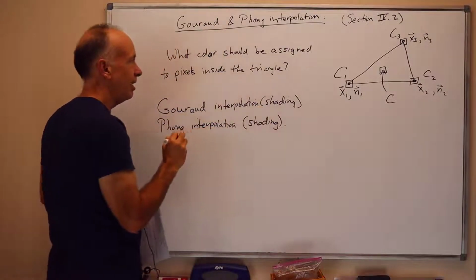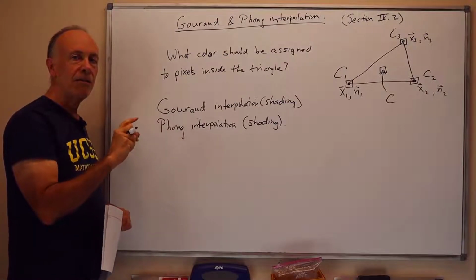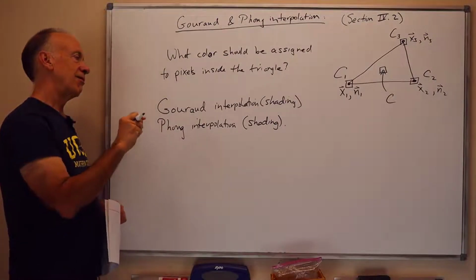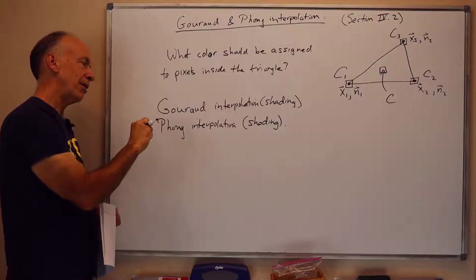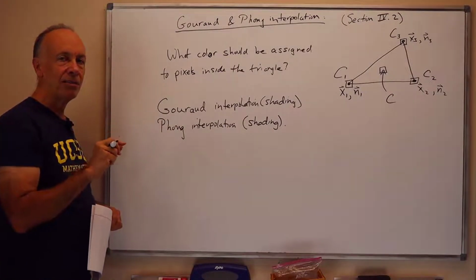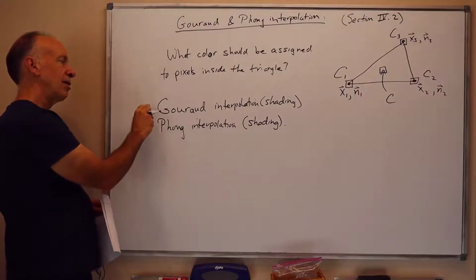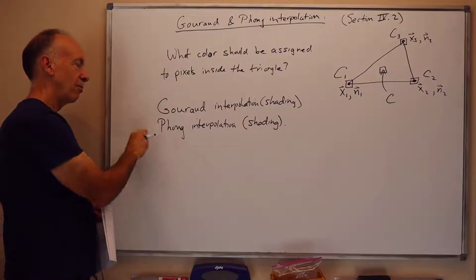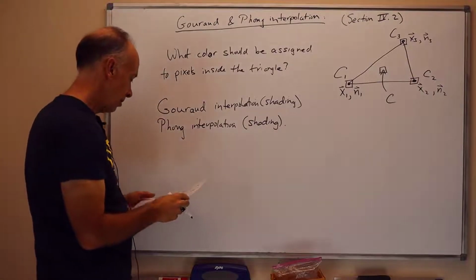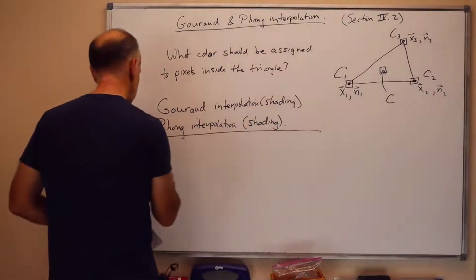So let me mention right now that so far in the previous presentations we've talked about Phong lighting. Now we're talking about Phong interpolation or Phong shading. Those are different things. Phong lighting is something different than Phong interpolation, Phong shading. Phong lighting can be used either with Gouraud interpolation or with Phong interpolation. So the easier one is Gouraud interpolation. So let's do that first.